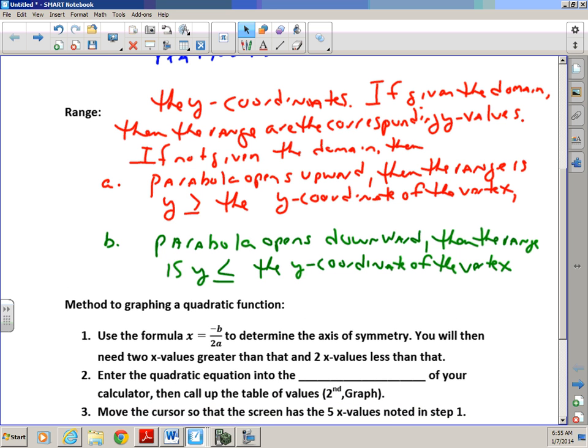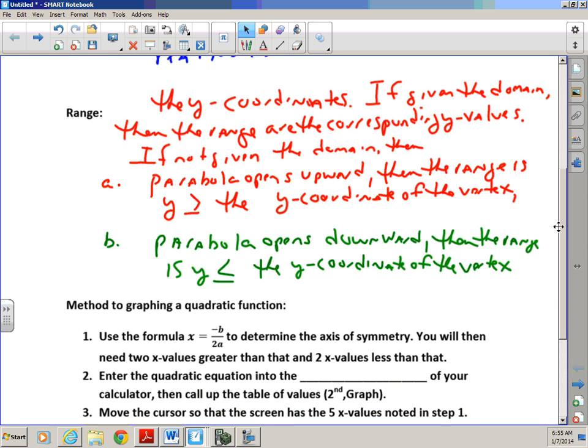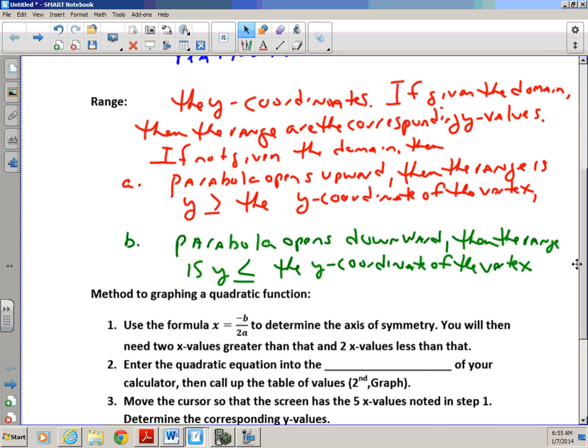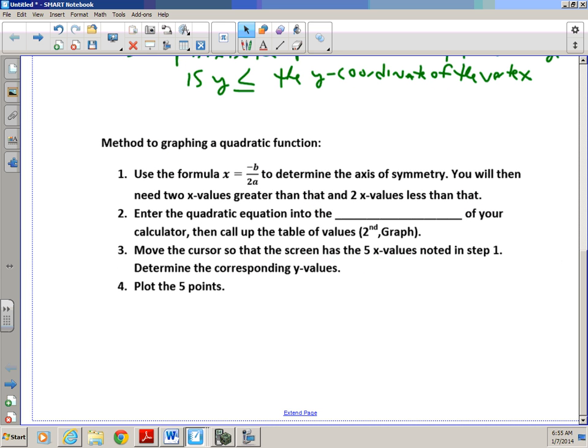Now, our method to graphing. What is important to understand is that you just don't want to jump to the calculator, while you can. But remember, as I said to you yesterday, a lot of times in the Regents, they ask you to do some of these calculations by hand. So, what do we want to do? In step one, we want to use our formula x equals negative b over 2a to determine the axis of symmetry. That's going to tell us the splitting point of the parabola, which means we want 2 x values greater than that and 2 x values less than that.